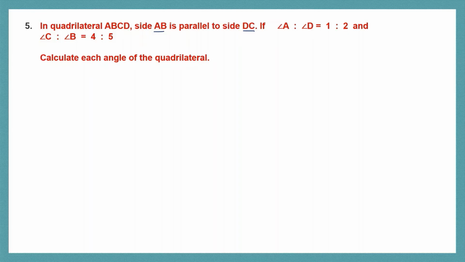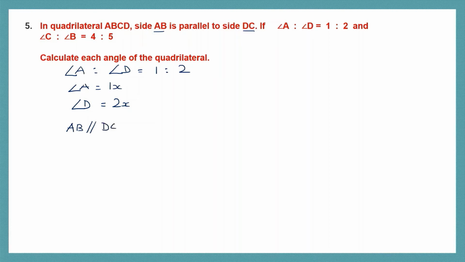So let's start by taking the first two angles given to us. Angle A is to angle D is given to us as 1:2. So let us take angle A to be 1x according to this ratio and angle D to be 2x. Now we have been given this important point which says AB is parallel to side DC. AB and DC are parallel to each other.